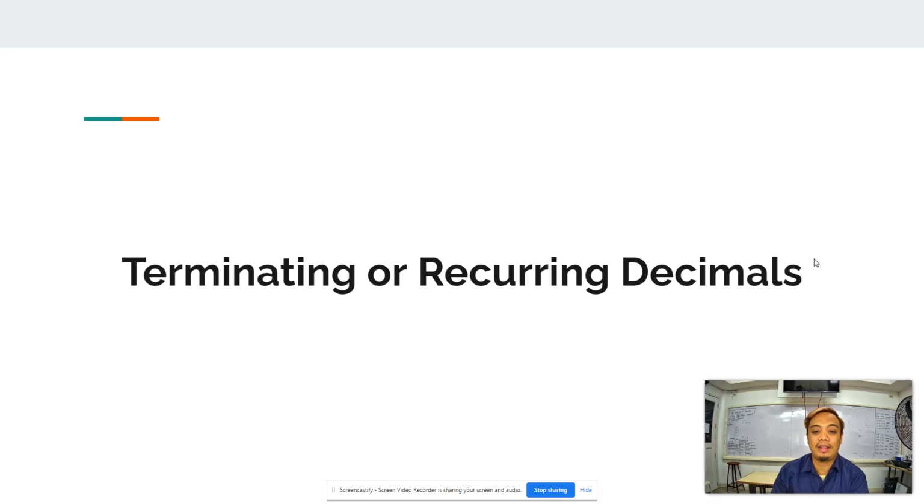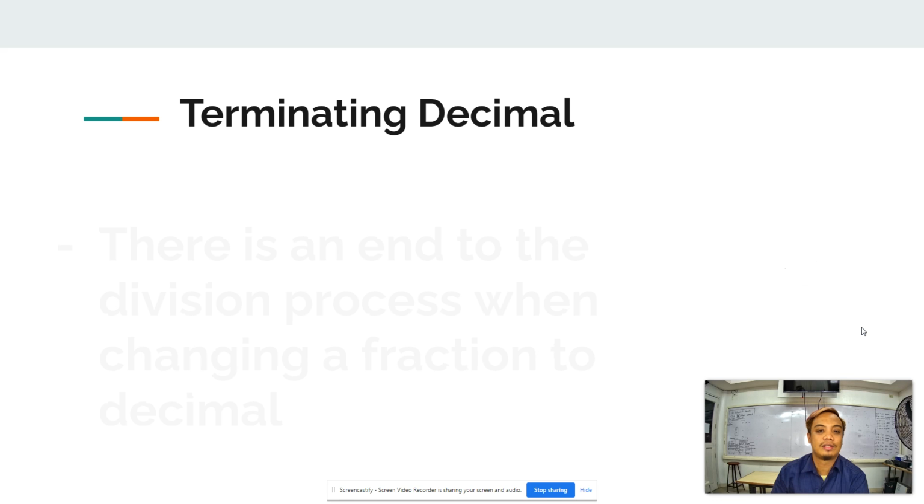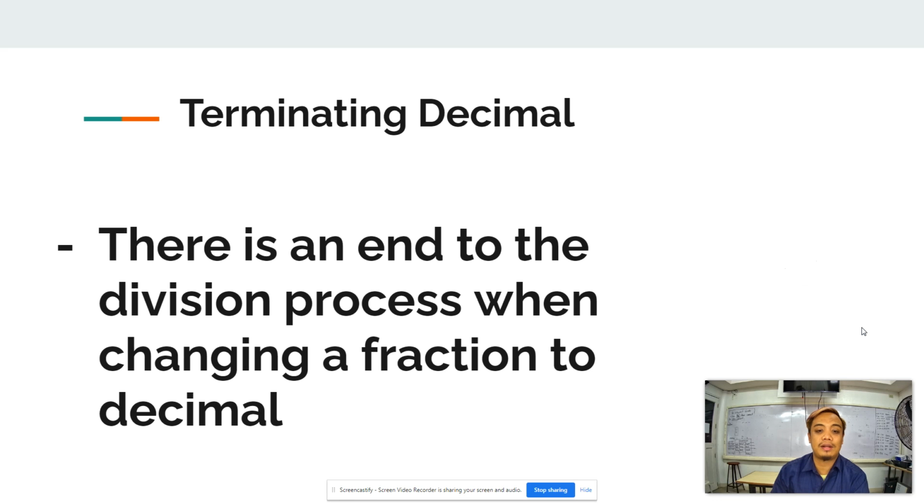Let's start with terminating or recurring decimals. So this is to classify a group of decimals. Let's start with the terminating decimal. This is a type of decimal wherein there is an end in the division process when changing a fraction to a decimal.